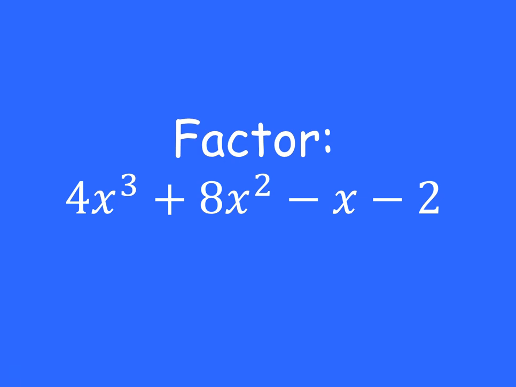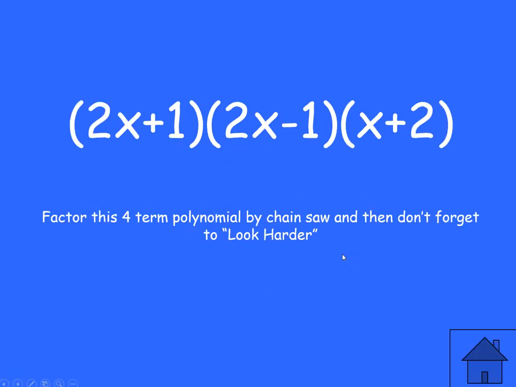Okay, hopefully you had a chance to do it. On this one, it's a 4-term polynomial, so rev up that chainsaw. Once you do, you should end up with something that looks like this. Now, don't forget to look harder. Remember, anytime you're factoring, the last step of factoring is to look harder, just like Rafiki from The Lion King.